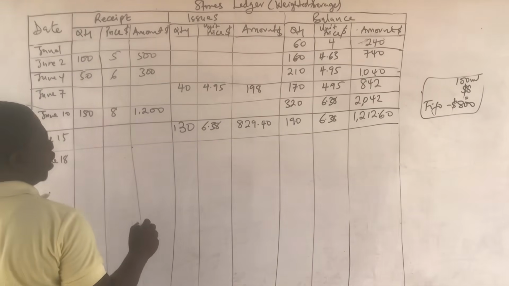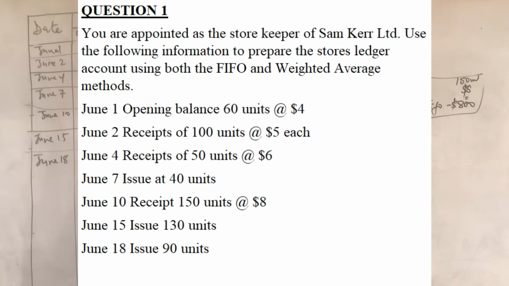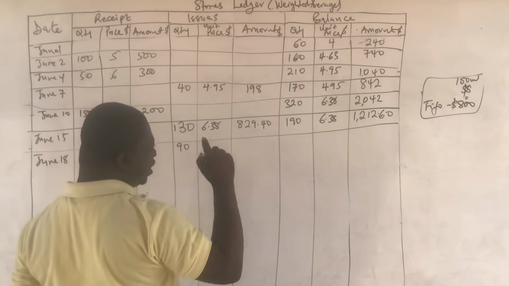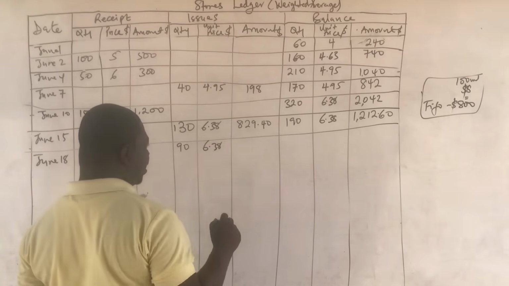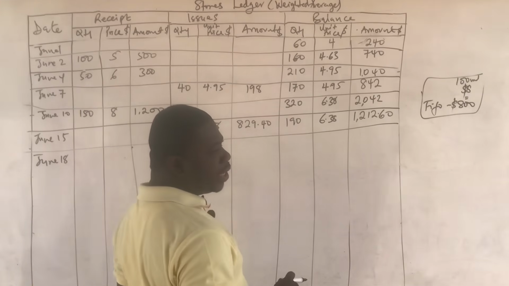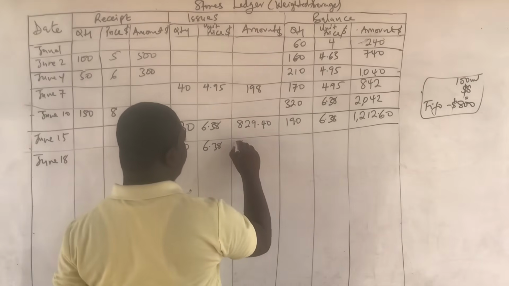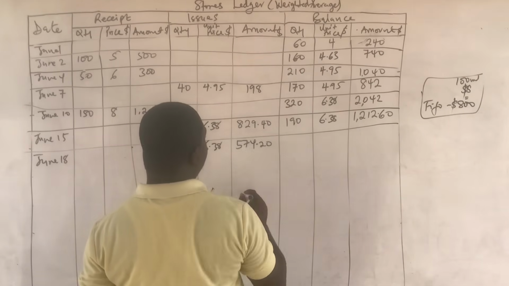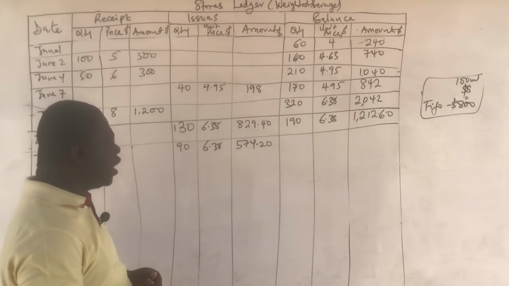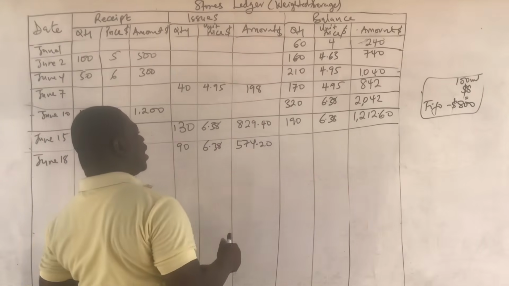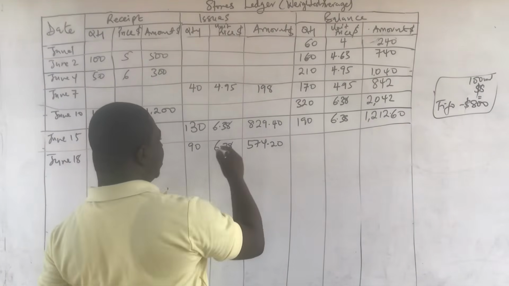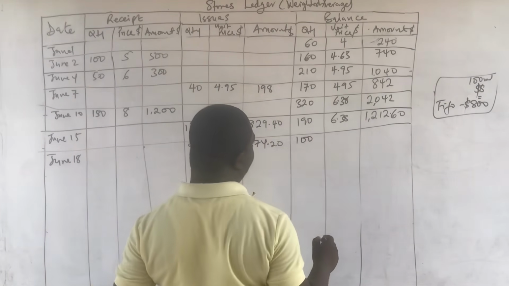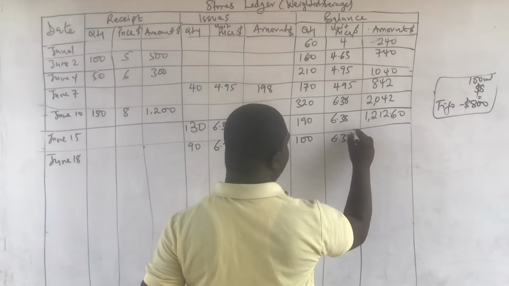June 18th, we are issuing out 90 units of the inventory. Once there has been no new receipts, price remains the same as 6.38. So you multiply 90 by 6.38, and then you have 574.20. Now that we have done the issue at the same price, the balance will only change with the quantity. So we take 90 out of 190, we have 100 units at the unit price of 6.38.